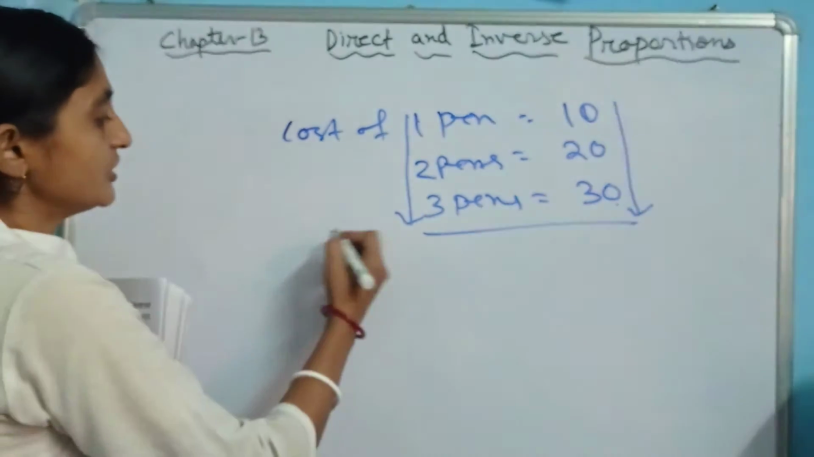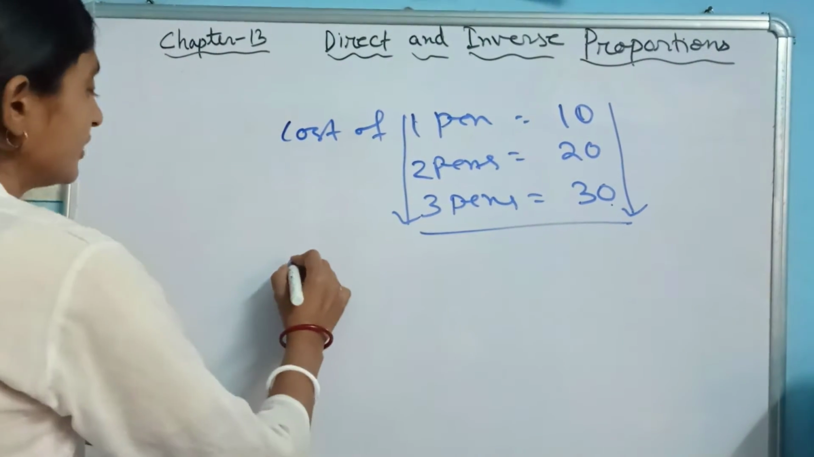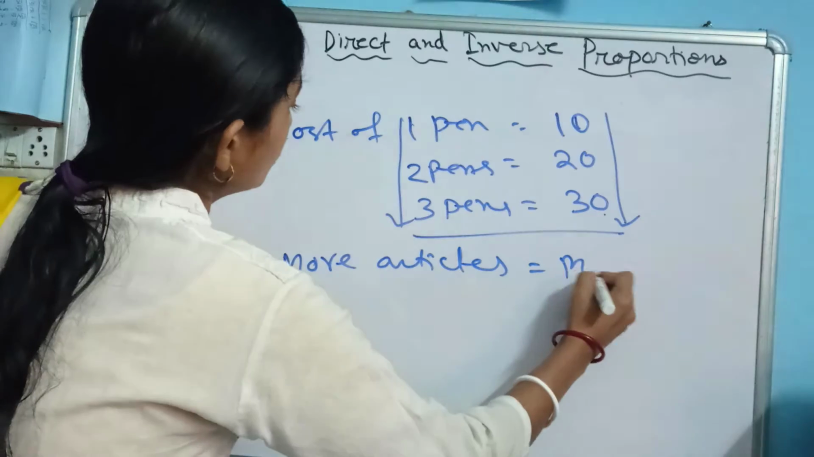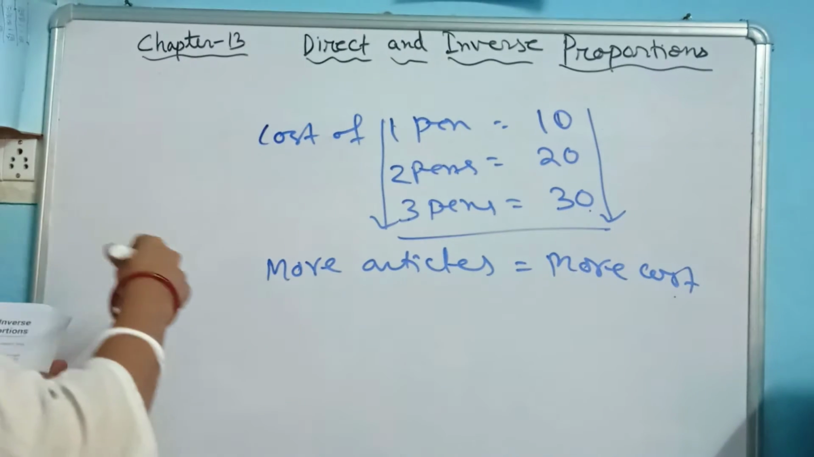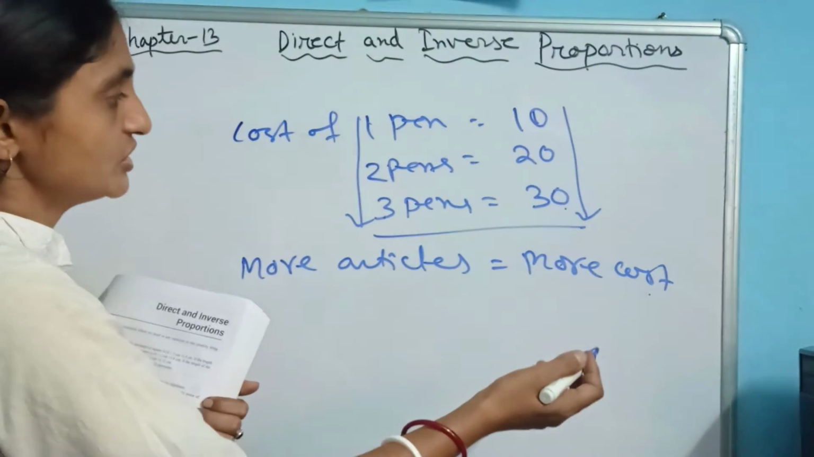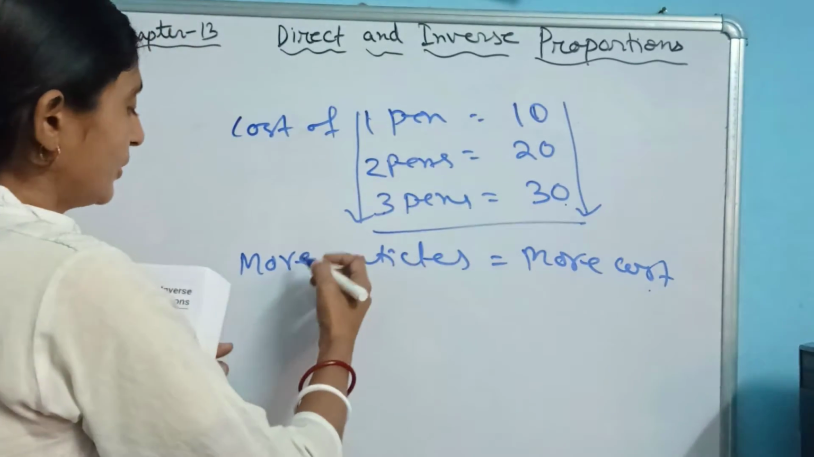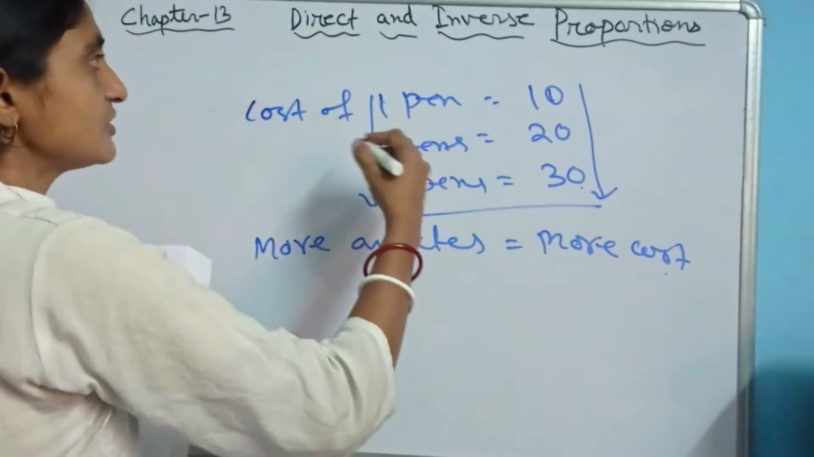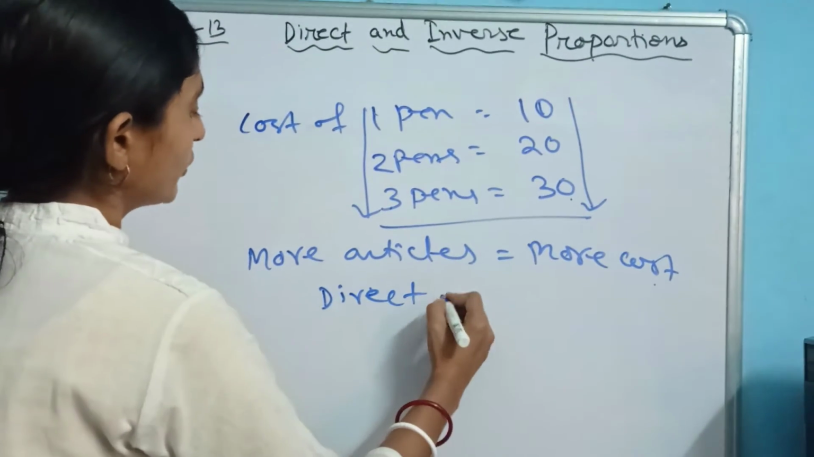If one quantity is increasing, another also will be increased. You can say more articles, more cost. We can write more articles equal to more cost. Yes, you are taking more pens, you have to pay more money. So with the increasing of one quantity, the other quantity also will be increased. This relation is called direct proportion.